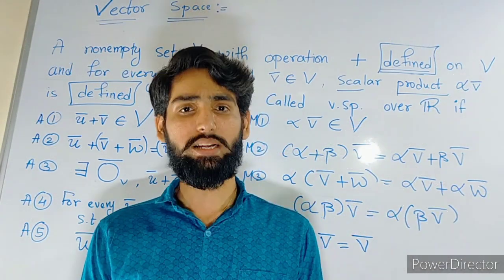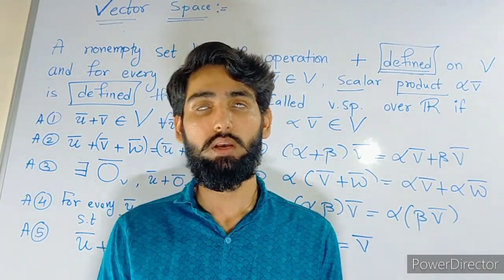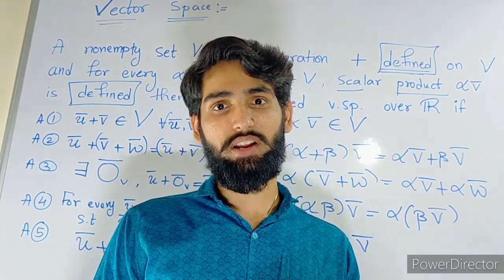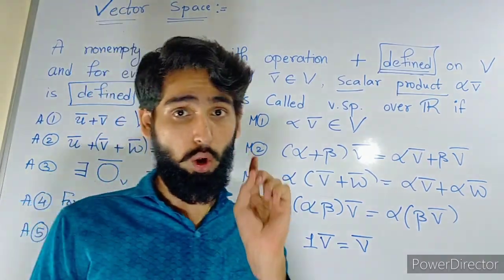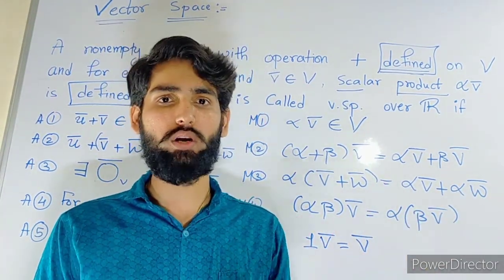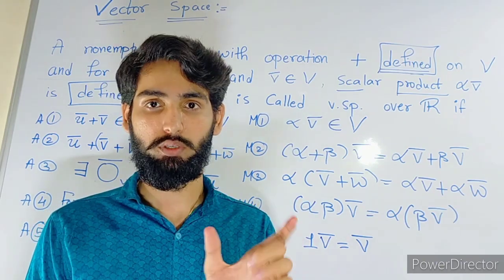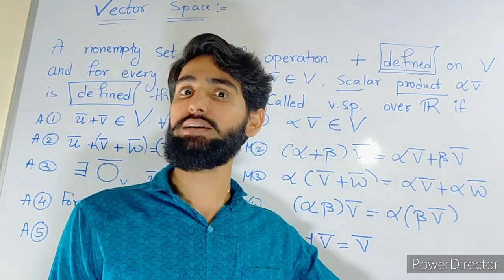Hello. Let us first discuss the definition of a vector space. Before starting the definition, let me just tell you this small note. Vector space is also known as a linear space. In many reference books, you can find the word linear space also. So let us define what is known as a vector space or a linear space.